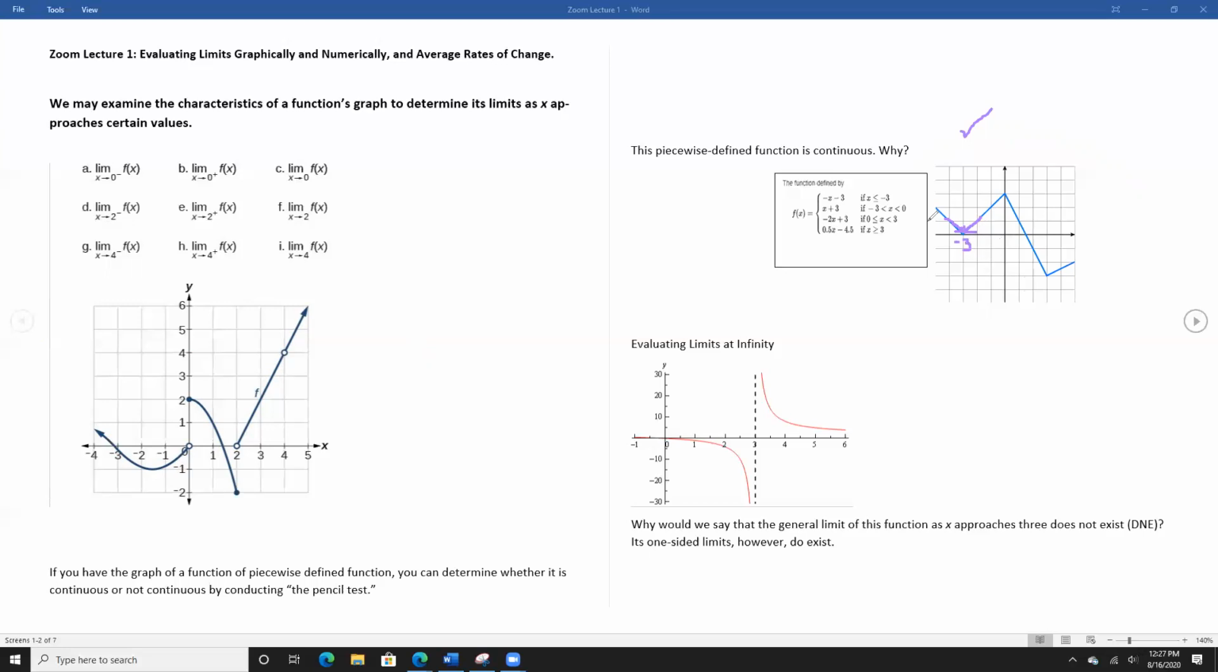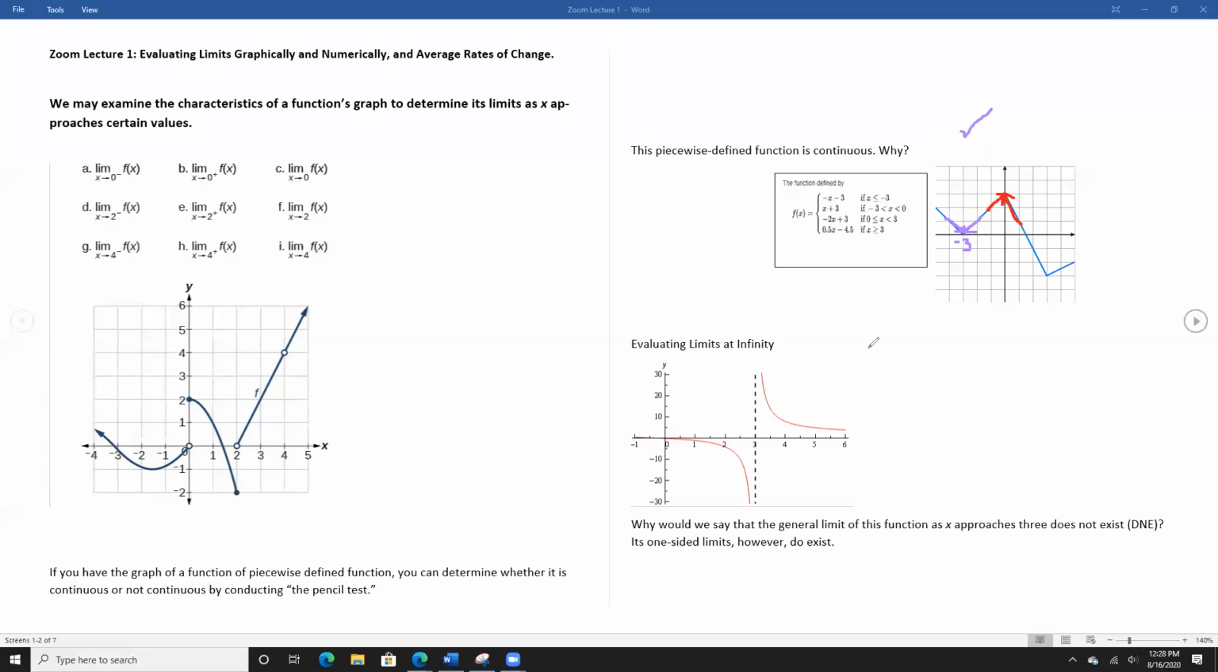What about when x is approaching 0? If you're approaching 0 from the left, notice that y is approaching the value 3. And if you are approaching 0 from the right, notice that the y values, again, are climbing toward y equal to 3. So the limit as x approaches 0 would be 3.